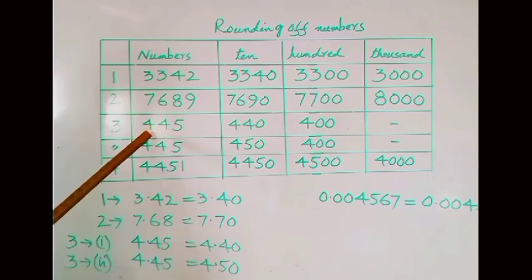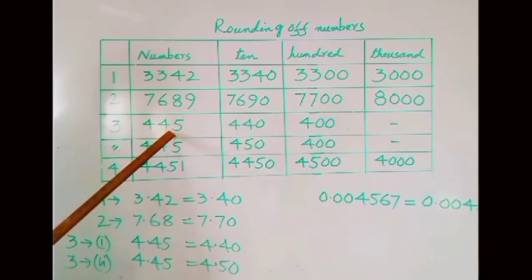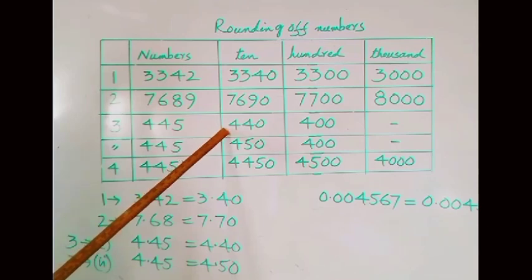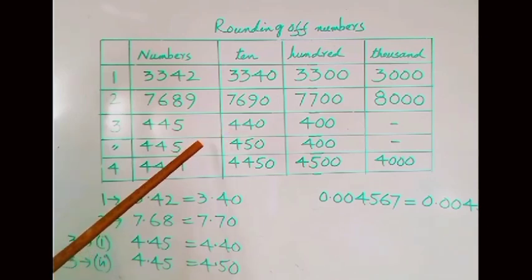Rule number 3. For numbers ending in exactly 5, rounding depends on the context. First, the even rounding or banker's rounding. If the digit to its left is even, it remains unchanged. And when being odd, it is increased by 1. For example, 445 rounded to the nearest 10 becomes 440. 475 becomes 480 when rounded to the nearest 10.